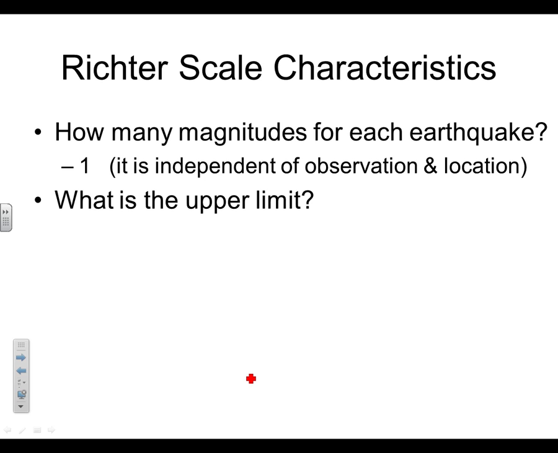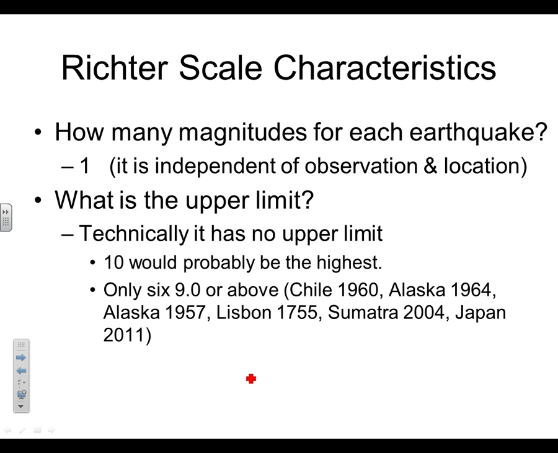What is the top limit for the Richter scale? Well, technically, there is no upper limit. Realistically, though, we're not going to get to a 10. No rocks are strong enough to hold together under enough pressure to get a magnitude 10. We've only had 6 earthquakes that we know of in history that were 9.0 or above. You can see Chile 1960, Alaska 1964, Alaska 1957, Lisbon 1755, Sumatra 2004, and then Japan 2011.